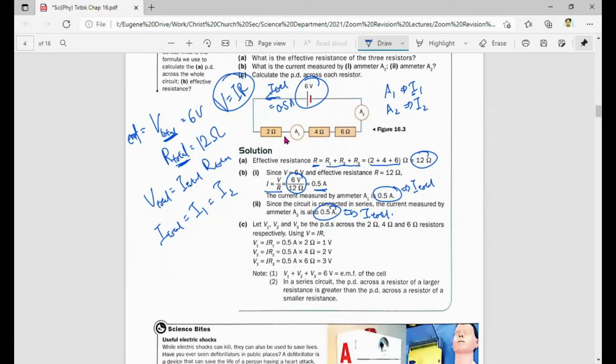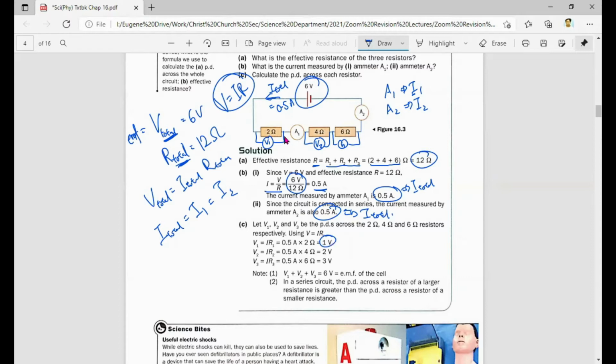But what we realize is that to find V1, think of it as putting voltmeter 1 over here. V2 is like this. V3 is like this. So to find V1, I need to take I1 times R1. So V1, which is this one here, is I1. I1 I know is the same as I total, therefore you realize they didn't write the 1 over there. So it's just the total current times R1. So 0.5 times 2, 1 volt.